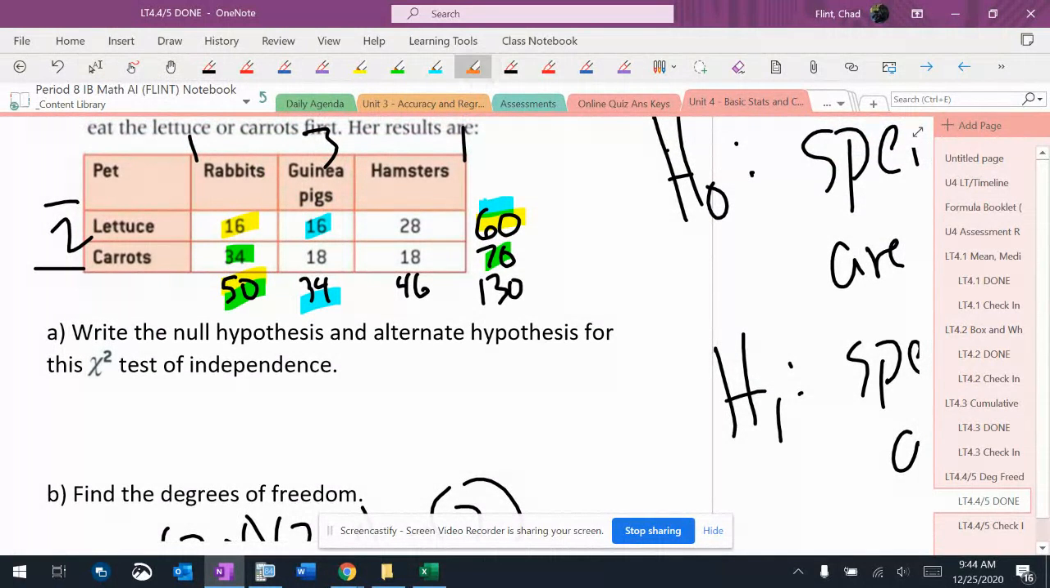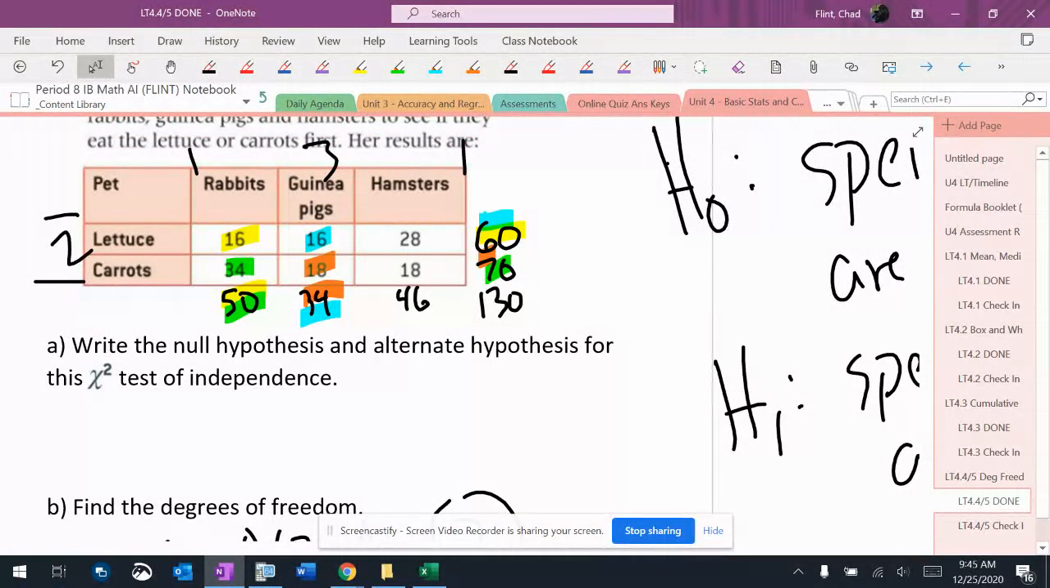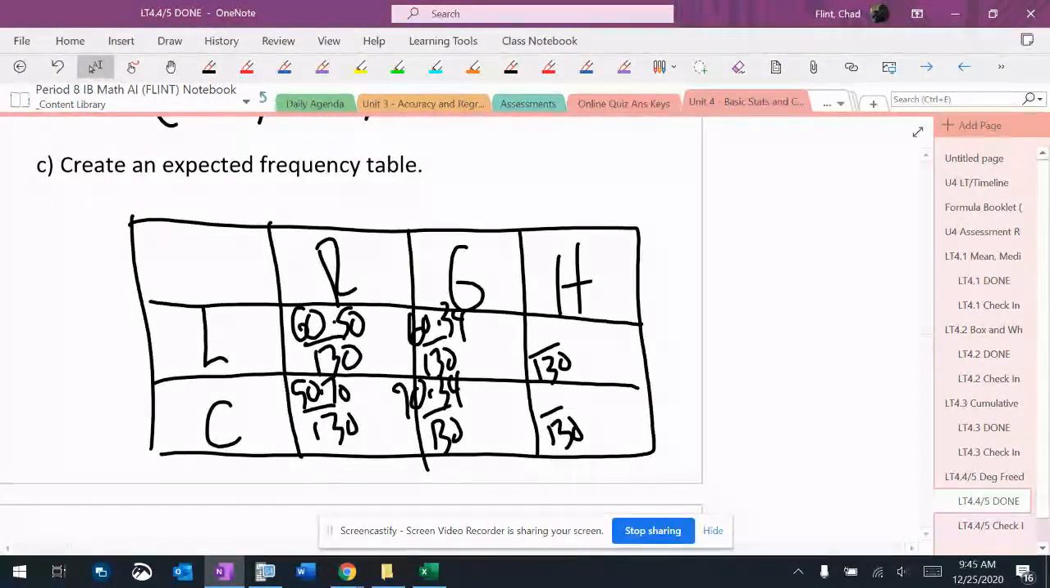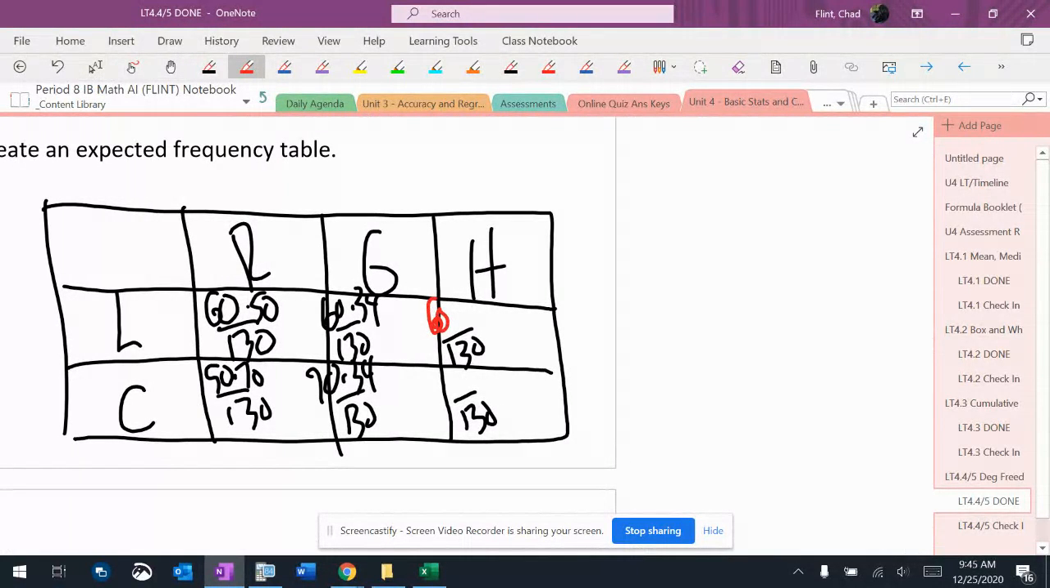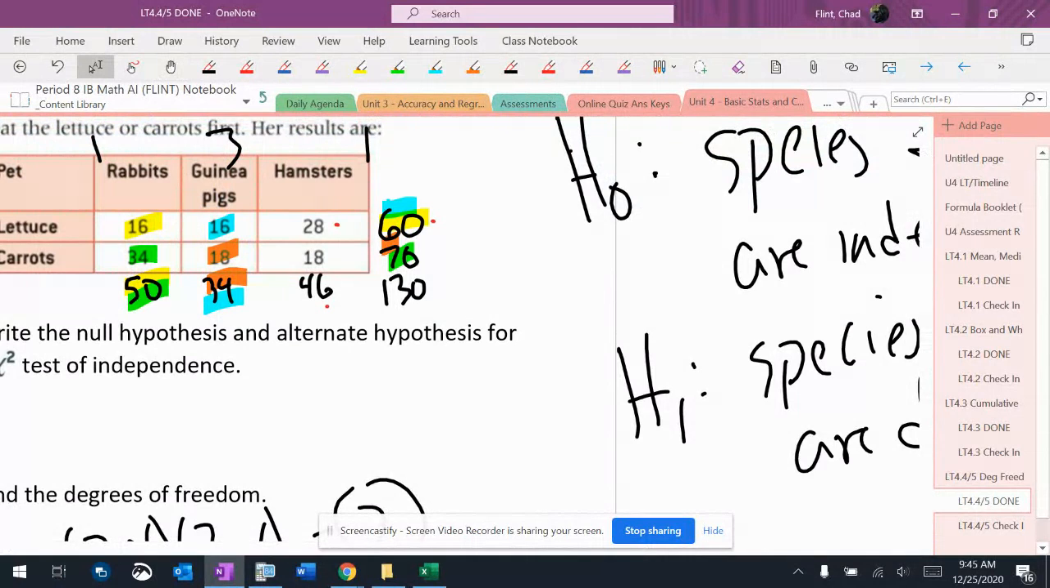The 18, and I'm going to stop at the colors now, is going to be 70 times 34 divided by 130. The 28 is going to be 60 times 46 on top. And then the 18 is going to be 70 times 46.